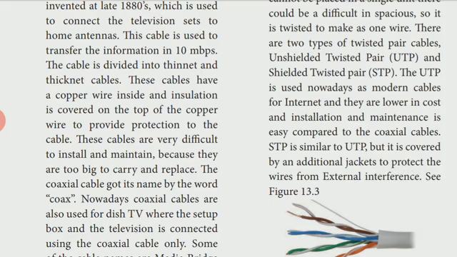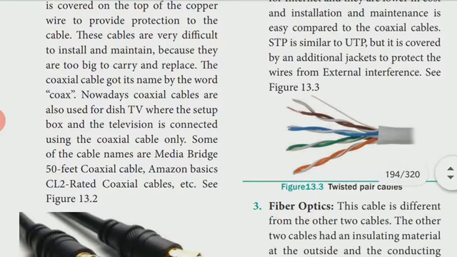In these cables, a copper wire is there inside. If you take a normal cable wire, you can see one copper wire inside. That copper wire is protected with some plastic layers, and after that a black coating will be there. So this is called coaxial cable, and the name came from coax, C-O-A-X. And nowadays we are using these cables in TVs.